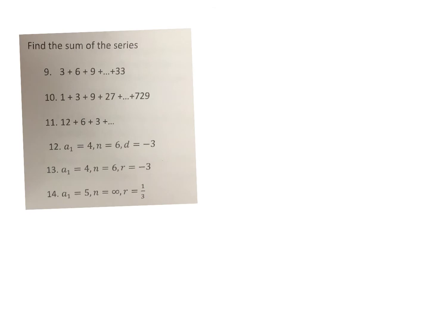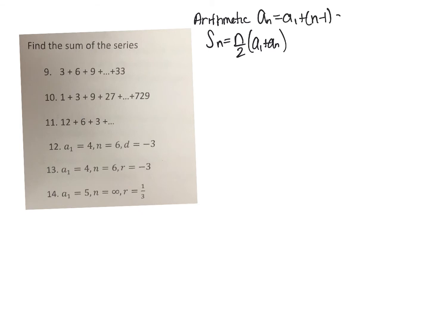The next set asks us to find the sum of the series. We're going to have to determine which type of series it is and then make that decision. Remember that our arithmetic series is Sn equals n over 2 times a1 plus an. And a lot of times we have to use the an equals a1 plus n minus 1 times d equation to find the information that we need.